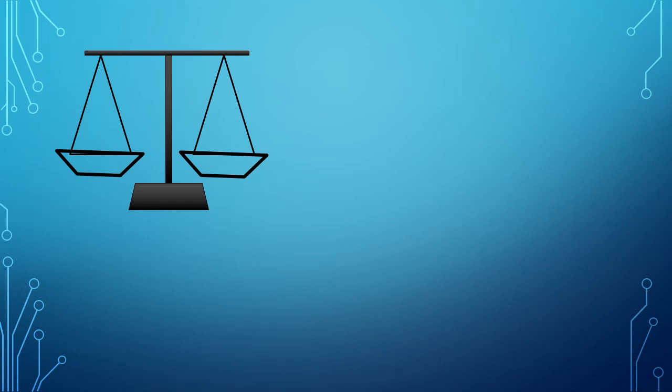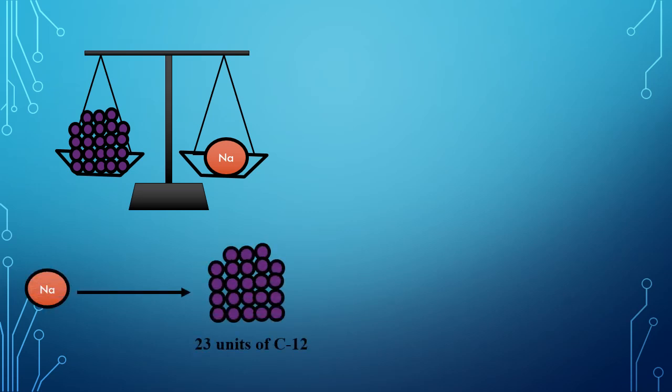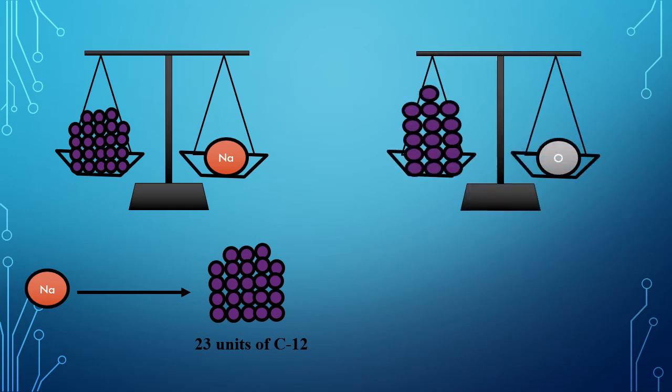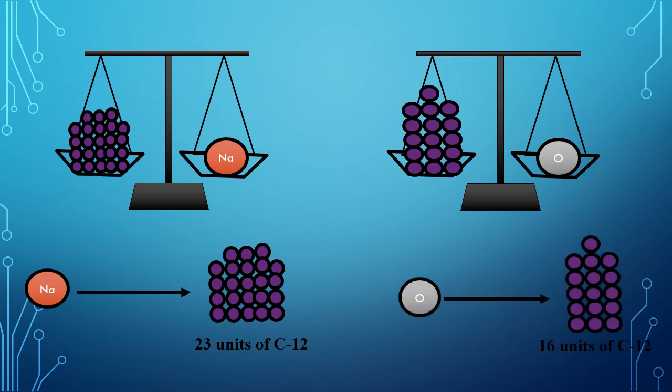Similarly, consider a sodium atom on one side of the balance and 23 units of carbon on the other side to balance it to equilibrium. So we can say that the mass of a single sodium atom is equal to 23 units of carbon. Consider an oxygen atom on one side of the balance and 16 units of carbon on the other side to balance it to equilibrium. So we can say that the mass of a single oxygen atom is equal to 16 units of carbon.